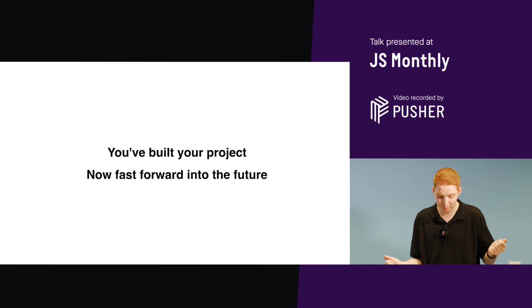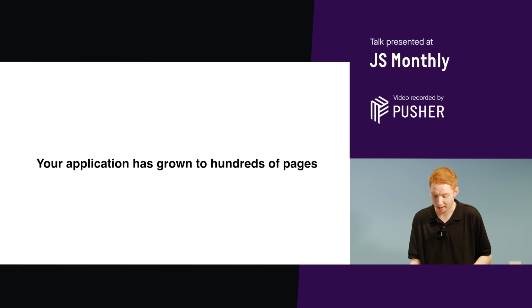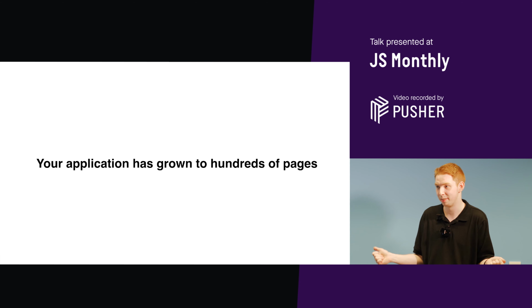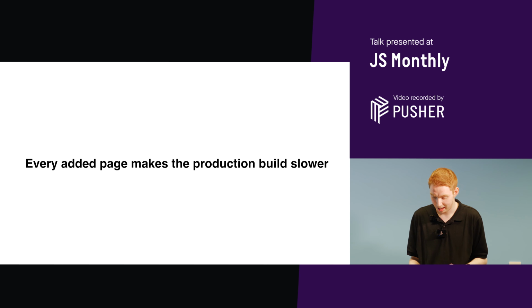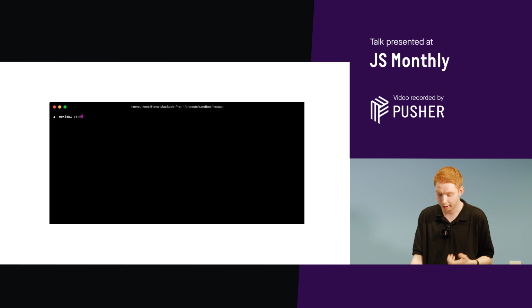So yeah, now you've built your project, and let's fast forward into the future. Your application has grown to hundreds of pages. You're a very successful company, or you have a very big startup now, right? And there's one problem there. Every page that you add in a standard tool is adding onto your build time, right? Everything gets slower basically, because compilation needs to compile all these pages for you. So how do you solve this?